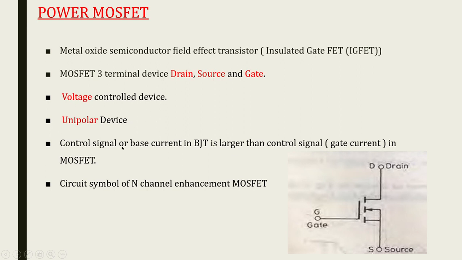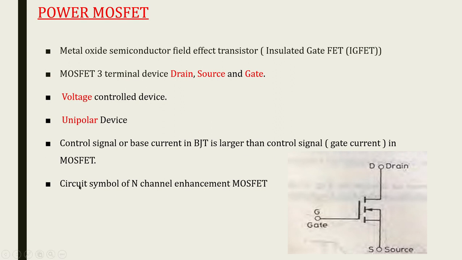Also, the control signal or base current in BJT is larger than the control signal in MOSFET. In common emitter configuration, a large base current is required to turn on the BJT, but here a smaller control signal is required to turn on the power MOSFET. So that is one major difference and advantage of power MOSFET over power BJT.